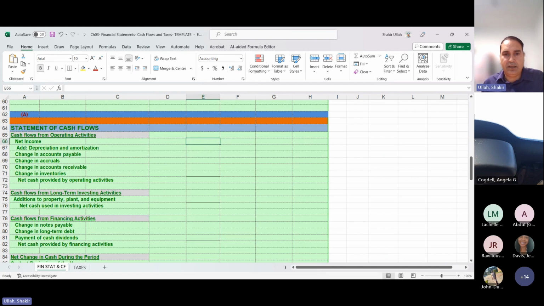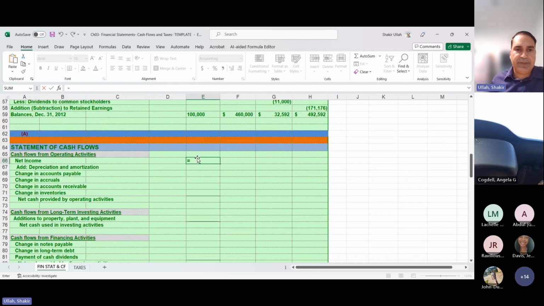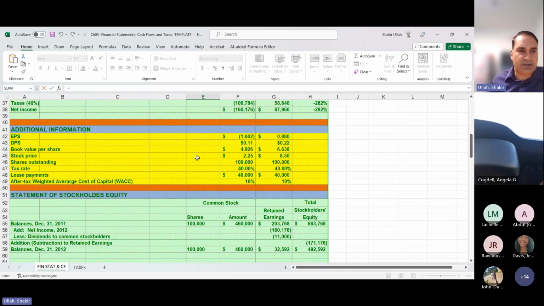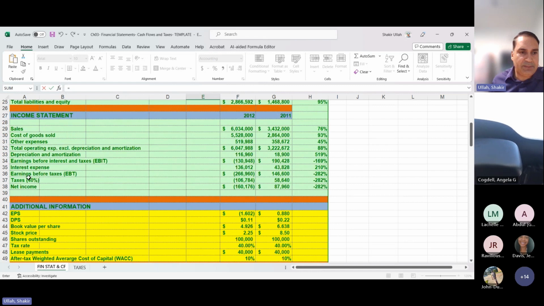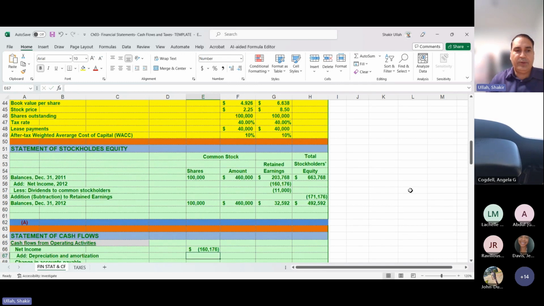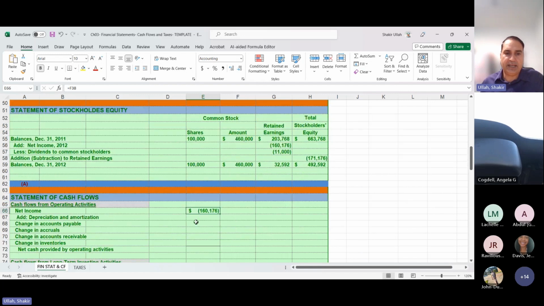So let's click here and press the equal sign, go to the income statement and take the net income right here. You see, this is the income statement and the net income for 2012 is right here, that number. And you enter, we got the net income. You can see that's a negative number, so we actually have a net loss in this year.